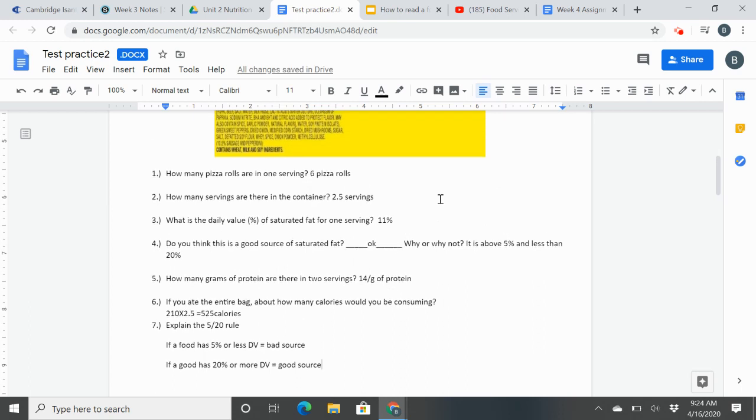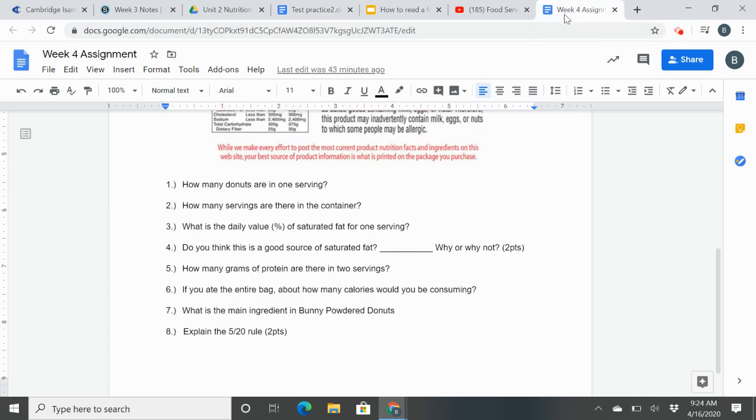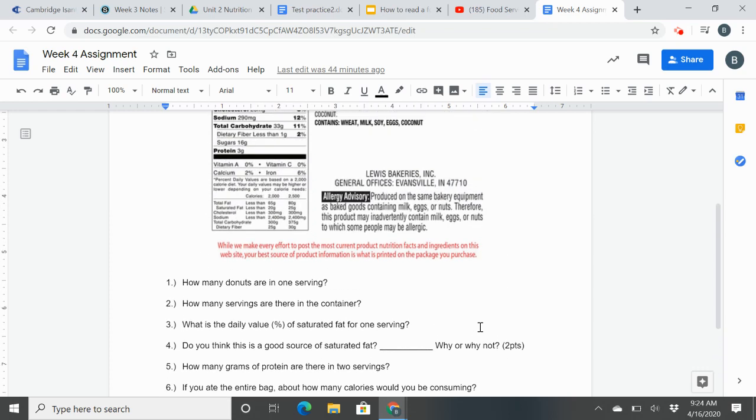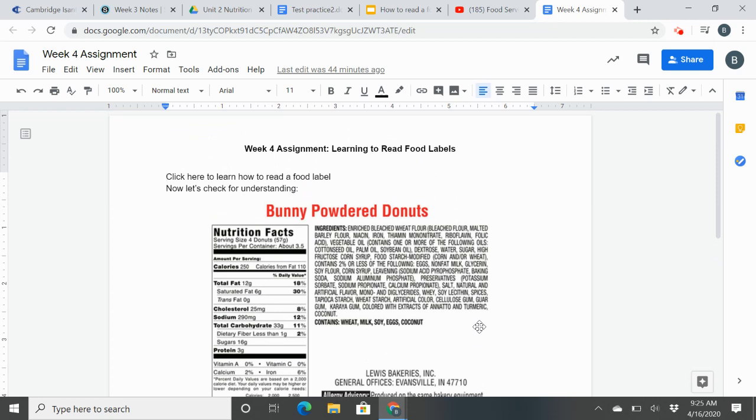So this is what you're going to do on this assignment. You get 1 point here, 1 point here, 1 point here. This one's worth 2. This one's worth 2. The rest are worth 1. If you have any questions, make sure you ask me. Otherwise, that is how you read a food label.